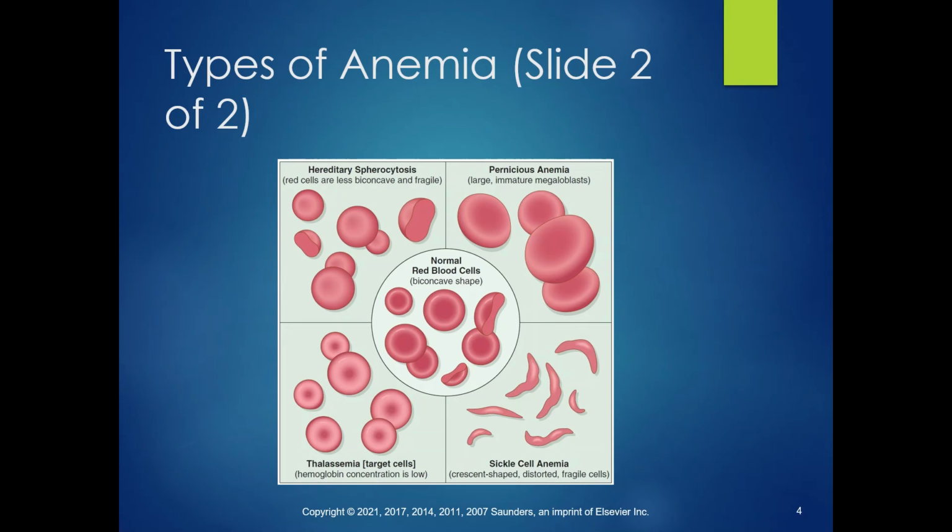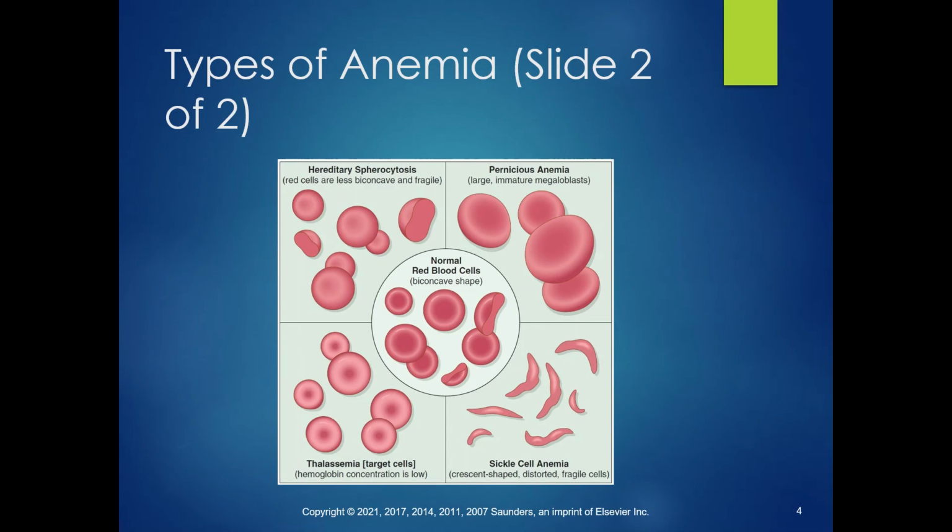So top left, let's start with the middle. In the middle, you'll see what a normal red cell should look like. It has a biconcave shape. It's kind of like a donut without the hole in the middle, and this double concave shape really gives it a big surface area to interact with the environment and exchange oxygen.